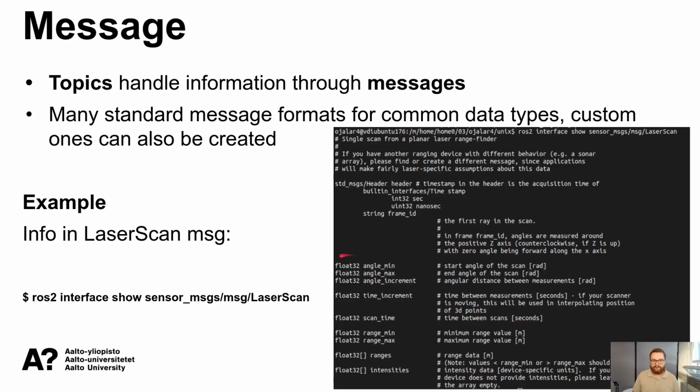For example, we can see that we have as floating point numbers this angle_min, start angle of the scan, angle_max, end angle of the scan, and what you're typically interested in when dealing with this message type is this list of floating point numbers, ranges, which contains the range data of the LiDAR scan. So for each laser beam, it contains the distance that laser beam measured, something you will be using quite a lot on this course.